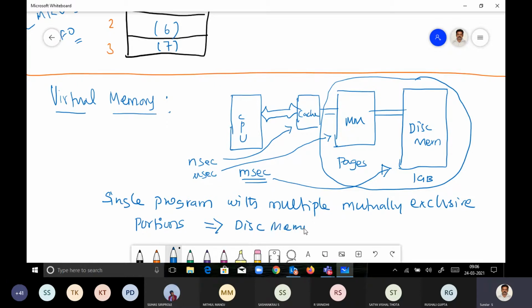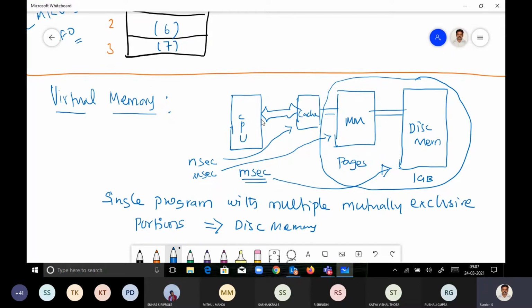Okay, so this is stored in disk memory. Now, from this, because the portions are mutually exclusive, at a time a portion of the program will come to main memory. From that, a portion will come to cache memory. From that, one instruction will go to CPU.